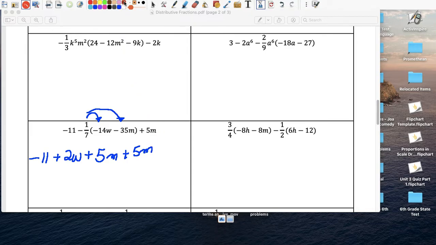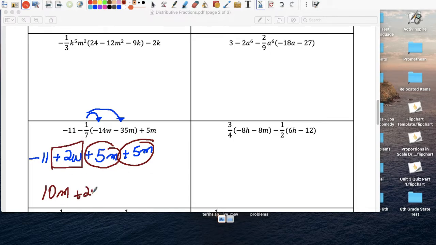Like terms, yeah, we have these two. Plus 5 and plus 5 are like terms, so let's take care of those. That's 10m, and I would write plus 2w, and for last, I would write my constants. There you go.